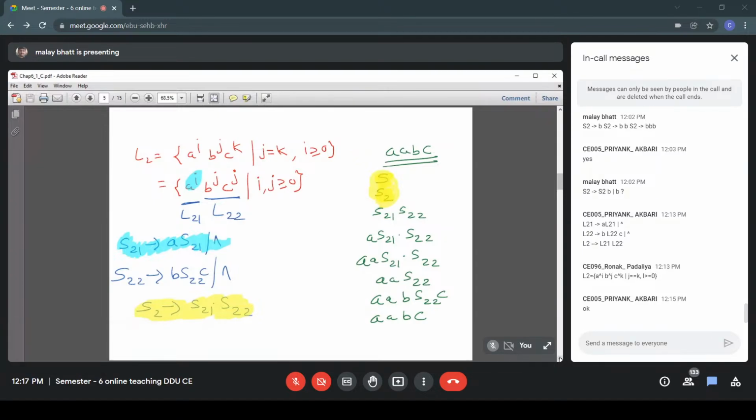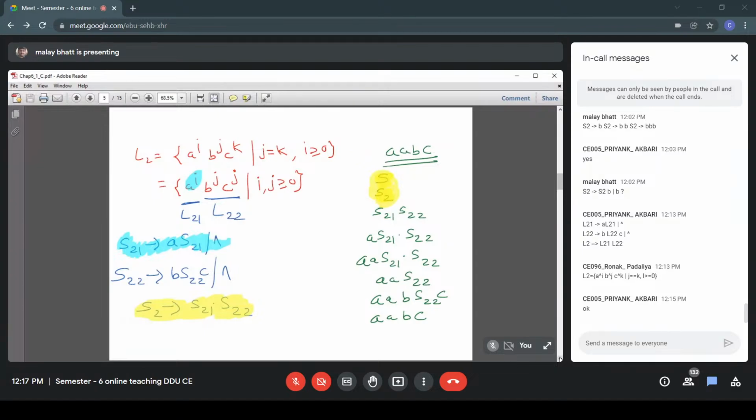Similarly, if your string X belongs to L2 language, then you have to select the first rule as X gives S2, and then we have to follow the rules of the second language from the set P2. So that is how you can derive the string X, which is in either L1 or L2.